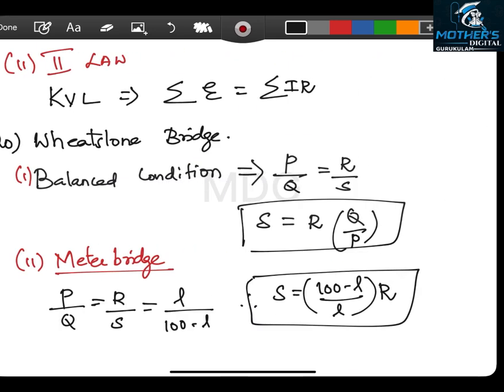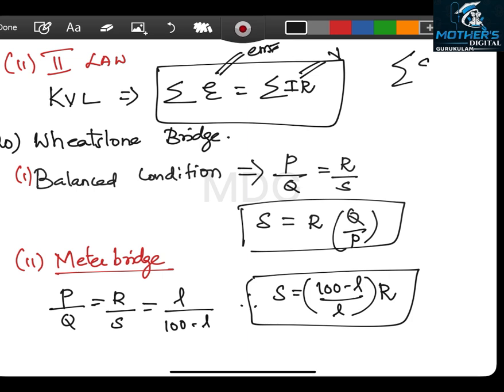Kirchhoff's second law is summation epsilon equal to summation IR. This is the EMF and this is the potential difference across the component. So the net EMF should be 0. So summation epsilon minus summation IR should be equal to 0, or the net change in potential should be equal to 0, or it can also be written as summation epsilon equal to summation IR.